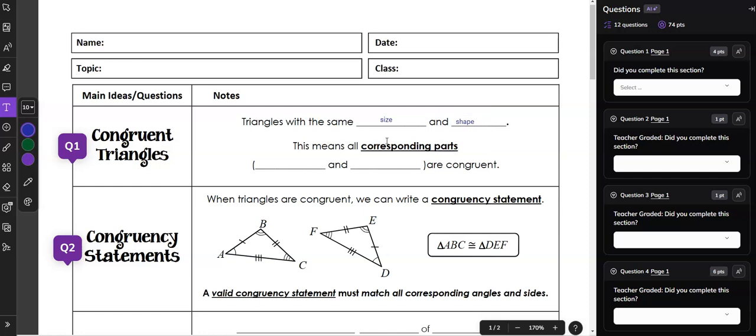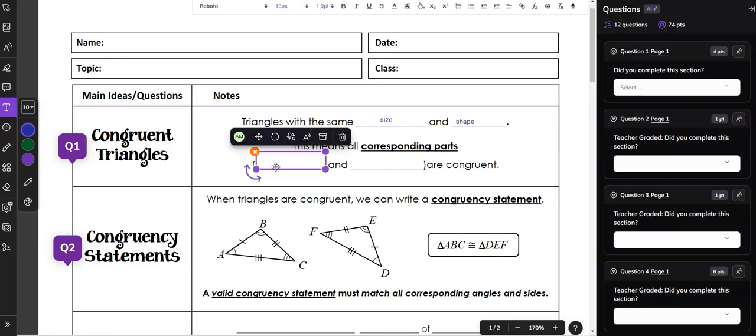So this means that all corresponding parts, now in this case, these are going to be parts that are in the same relative location. So for example, when we were doing our parallel lines cut by transversals, if we had an angle that was in the upper right-hand corner of its quadrant, so let's say it was on the left-hand side of the transversal and above its appropriate parallel line, then those would both be corresponding. So in this case, it's the same thing. Corresponding means in the same location.